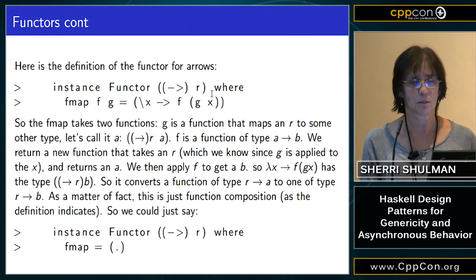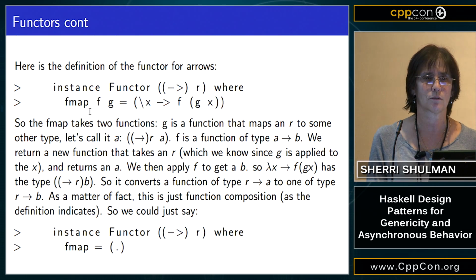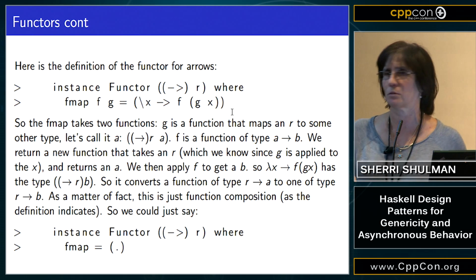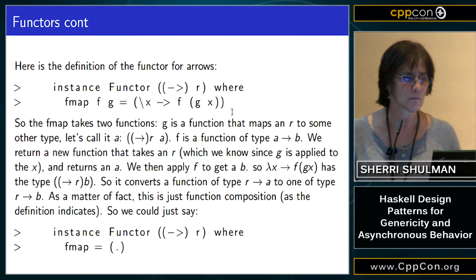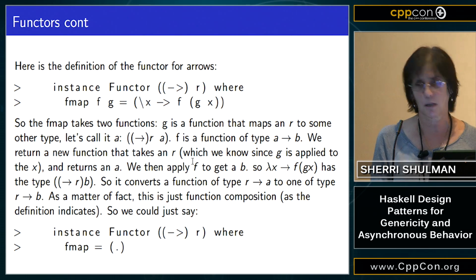All right. g gets applied to the r and returns an a. f is a function from a to b. So this is returning me an arrow r that returns a b. Okay. All right, so that is really clever. But look, what is that? If I look at this, this is just composition. So I could have just as easily said fmap is just function composition.